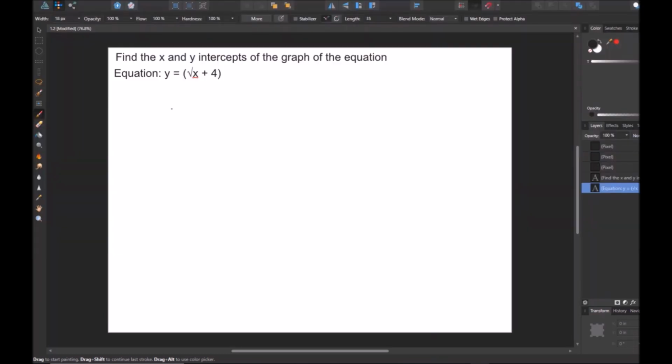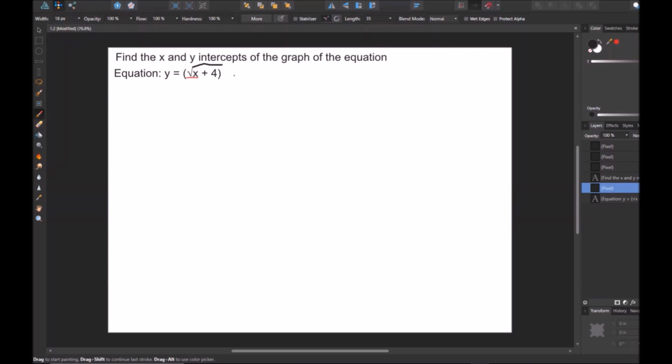Okay, so in this next question we're given the exact same instructions: find the x and y-intercepts of the graph of the equation, but this time we're given a different equation. We're given y equals the square root of (x plus 4), and I've put it in parentheses to show that x plus 4 is all under the square root sign. So now that you saw how to do the last one, I want you to pause the video here and unpause it when you're finished, and we'll see how you did.